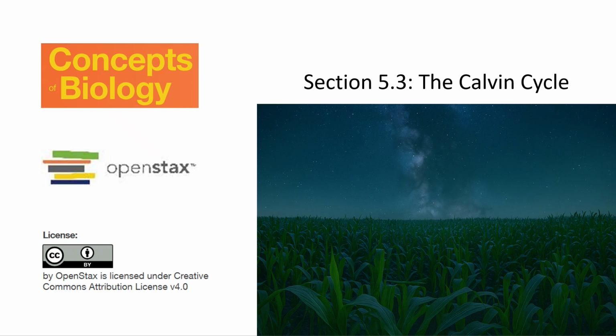Welcome to section 5.3, the Calvin cycle. Now that we've seen how the light-dependent reactions capture sunlight and make ATP and NADPH, it's time to look at how plants turn that stored energy into sugar. This stage is called the Calvin cycle, also known as the light-independent or dark reactions. It doesn't require light directly, but it depends completely on the products of the light reactions.